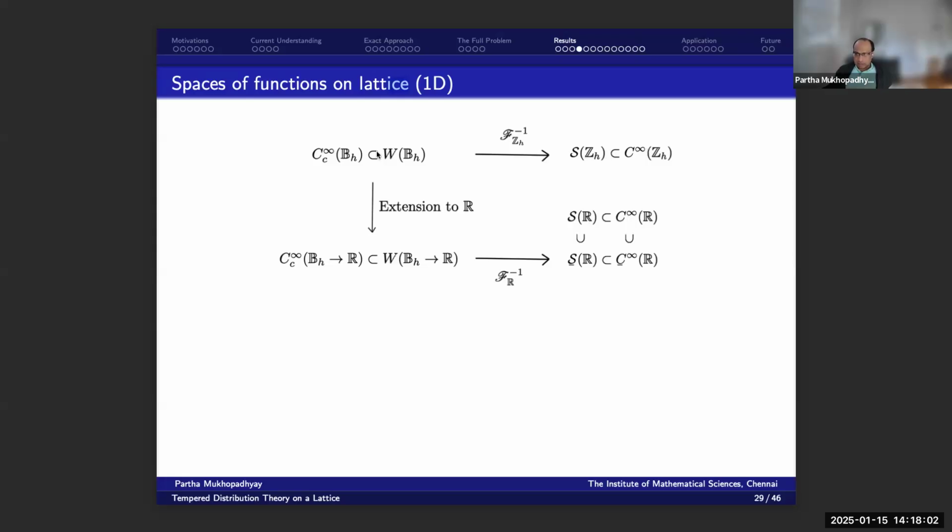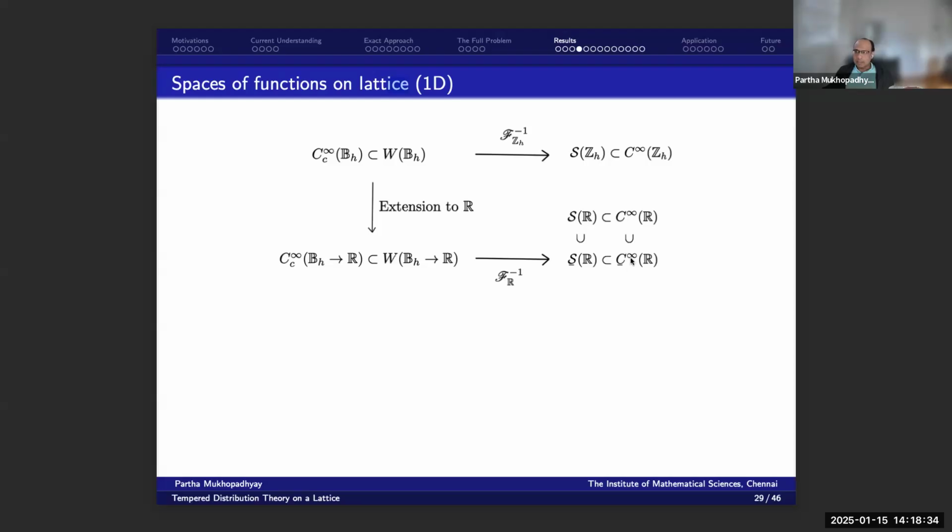Then the continuation is given by the following: you take this structure and extend it to R by the trivial value 0 outside the Brillouin zone. That will give you the C infinity BH to R extension, similarly the WBH to R extension. You take this structure and do a Fourier inverse transformation on that, and you are going to get a continuum function set, S lower bar, the set of Schwartz functions on R, which is a subset of C infinity functions on R, C lower bar.